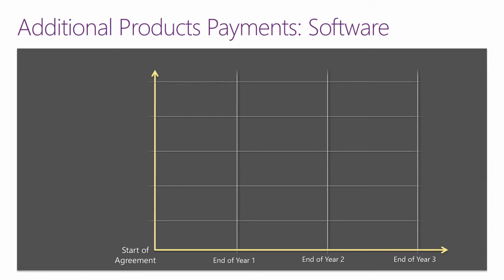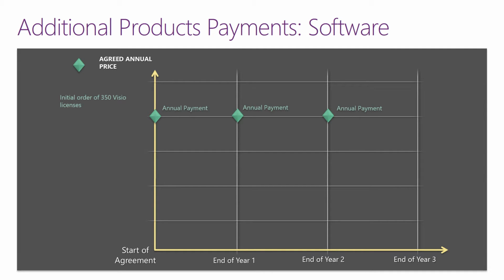I said on the initial slide in this section that there were differences in the way that payments for additional products were made when the additional products are software. So let's look at that now using the usual diagram. Northwind traders want to include Visio on their agreement and put 350 licenses on the initial order. This is what their payment schedule looks like.